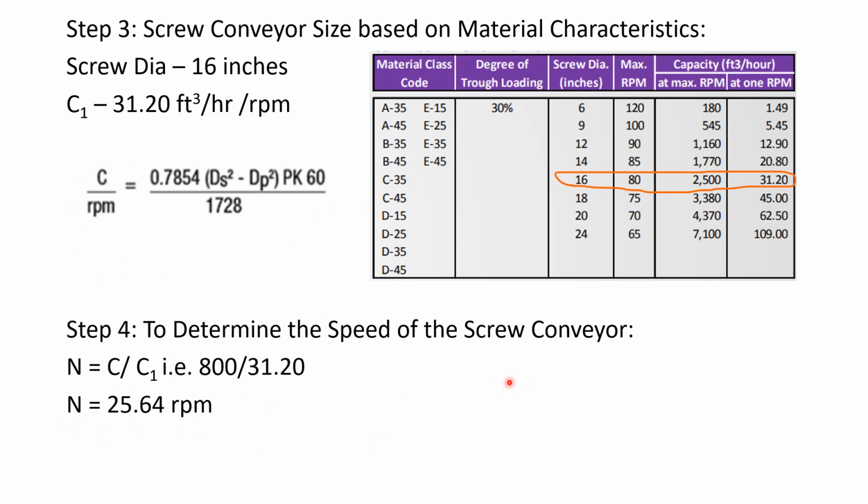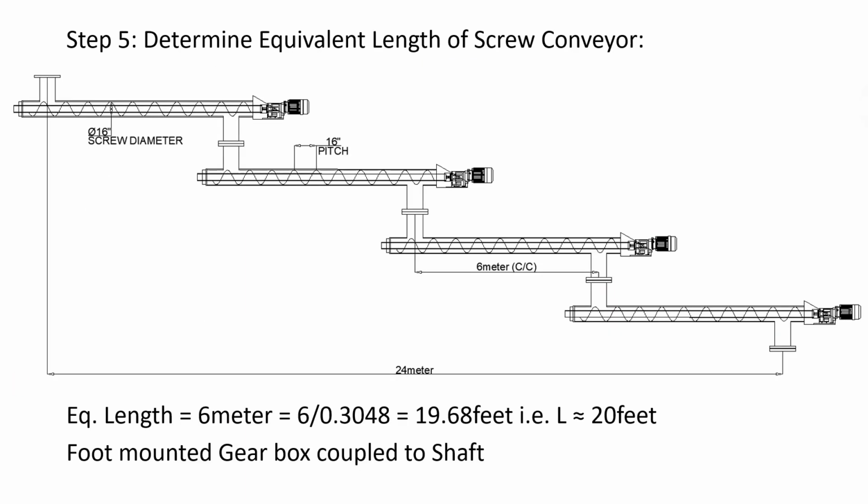Okay. There are some safety factors also which we need to take in the speed calculation, which I have omitted. You can go into that formula, which is N is equal to C by C1 multiplied by CF0, CF1, CF2, CF3. You can take that also, but some we can omit and take directly C by C1. Okay. So we got the speed at 25.64 RPM.